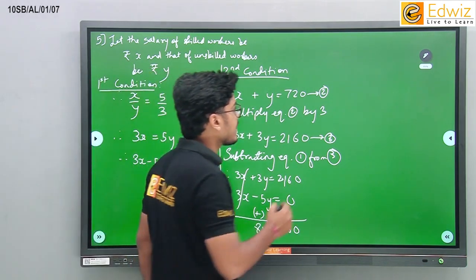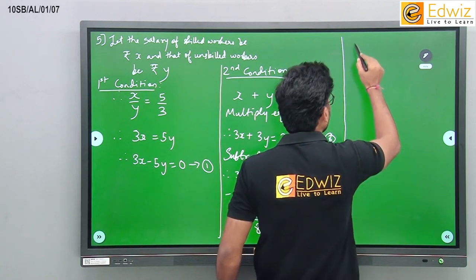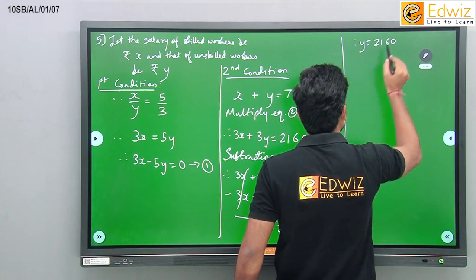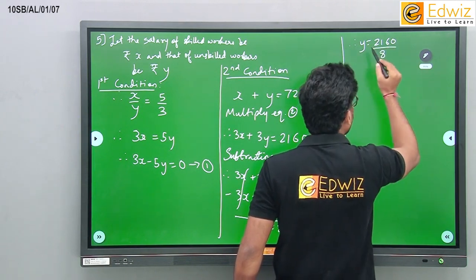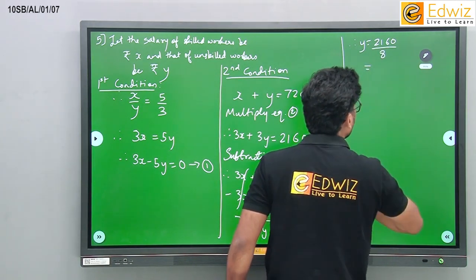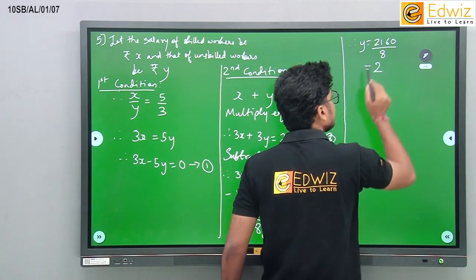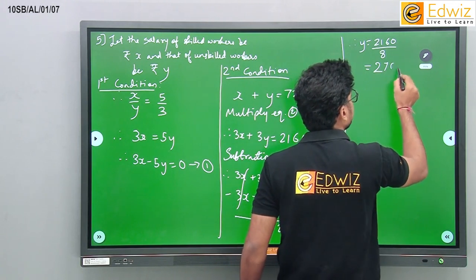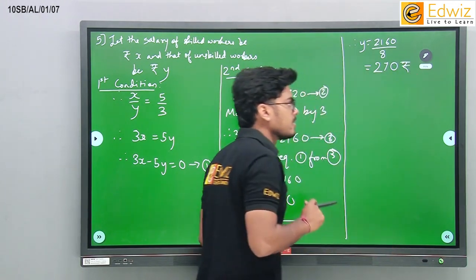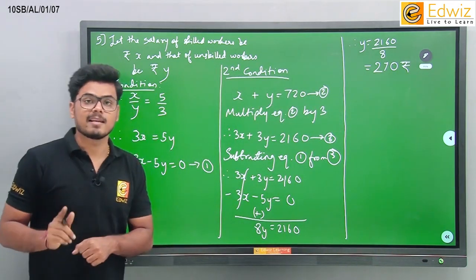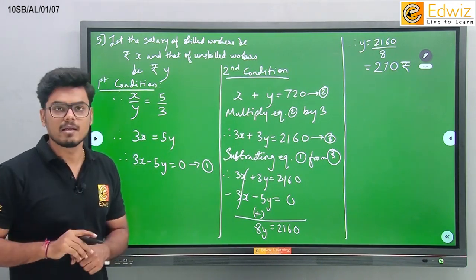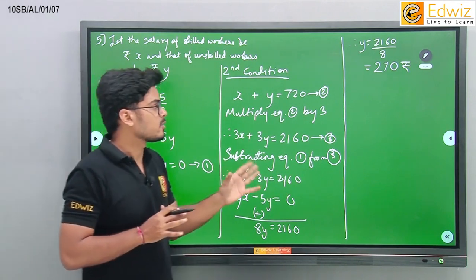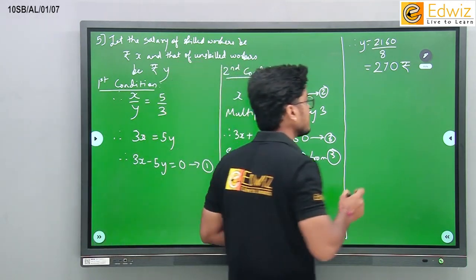Correct. So what will be the answer for y? Therefore y will be equal to 2160 divided by 8. Okay, this is equal to 8 2s are 16, 56, 8 7s are 56 and 0. Okay, so 270 rupees is the salary of one unskilled worker. Okay, what did we take y for? For unskilled. Correct. So the salary of unskilled workers is 270 rupees.